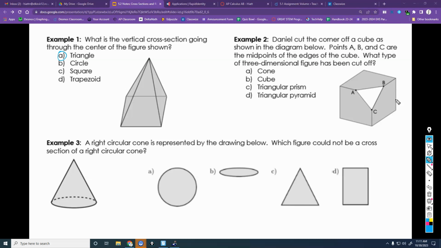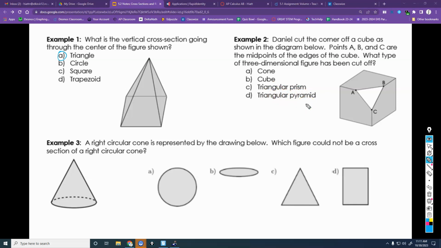Without saying anything, I want you to choose one. Everybody choose one. You got to pick one. You got to commit here. Everybody pick one. A cone, a cube, a triangular prism, or a triangular pyramid.